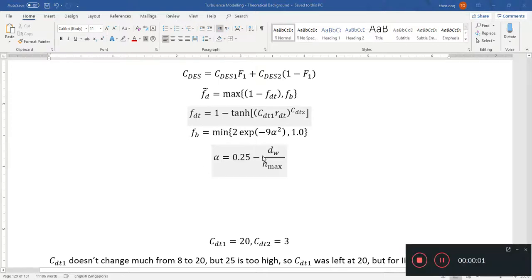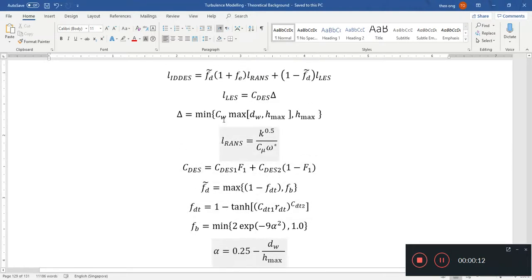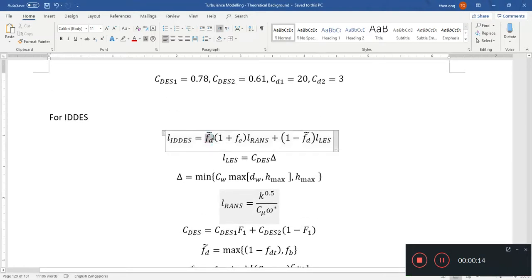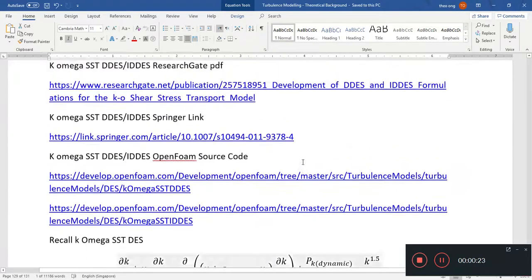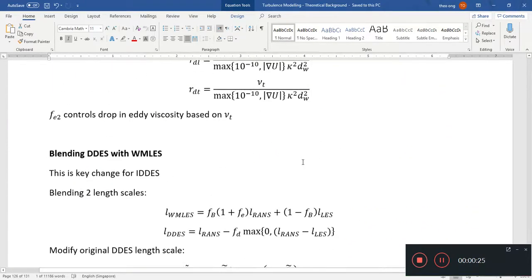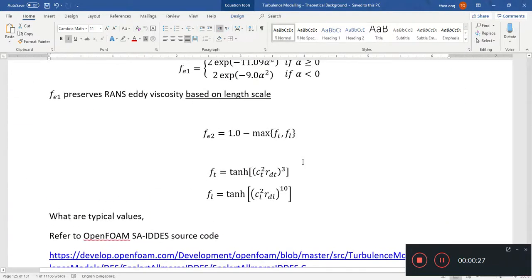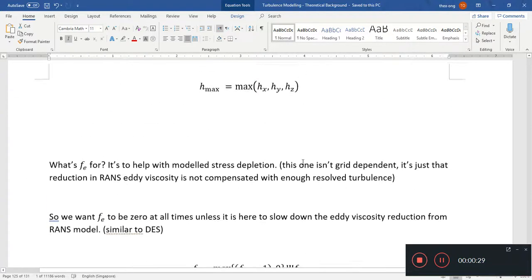Hi, welcome. Today we're going to continue our discussion of the K omega SST IDDES model. In the last video we stopped short of discussing what this FD is. Now we're going to talk about this FE function, which according to the paper they call the elevation function, which helps take care of this log layer mismatch.